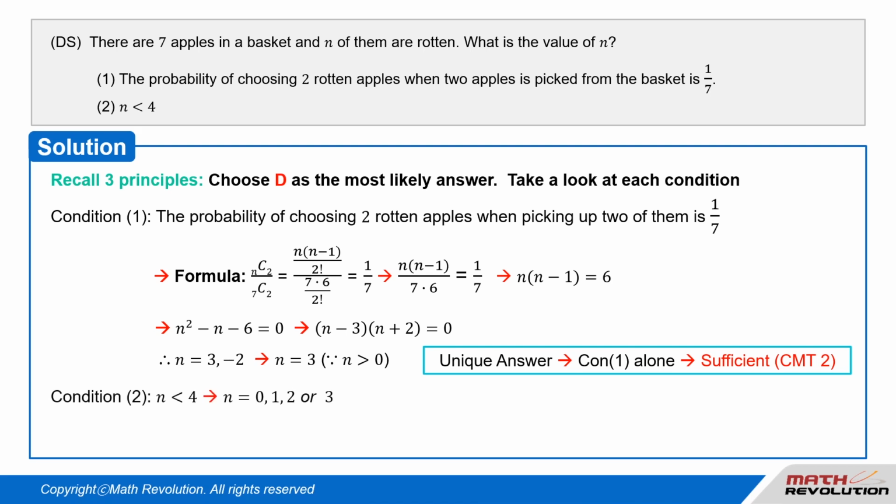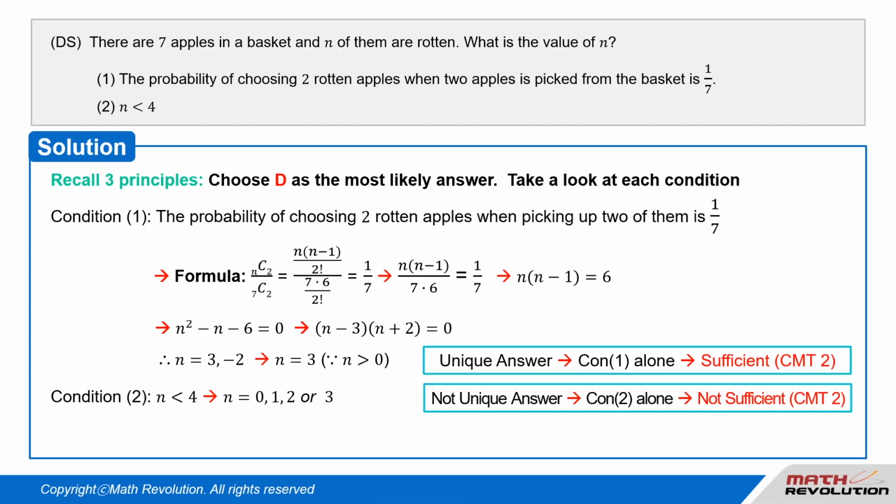Condition 2 tells us that n is less than 4. N could equal 0, 1, 2, or 3. Then the value of n is not unique, and the condition is not sufficient by CMT2, which means that the number of answers must be 1.